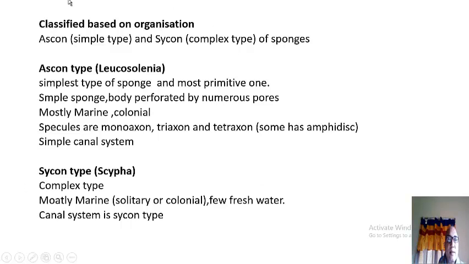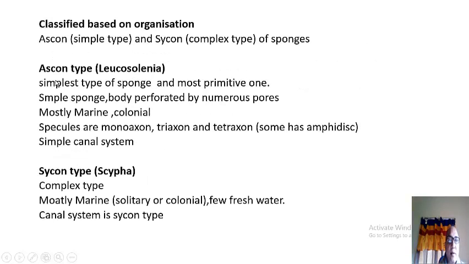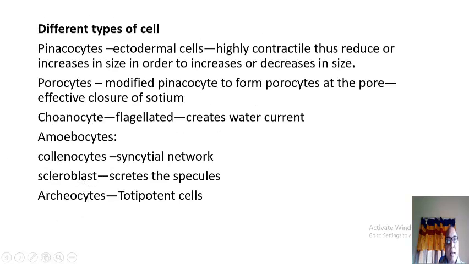Sponges are also divided based on the type of canal system in the body, like ascon type, sycon type, and the leucon type. Looking at the complexity of the animals, Ascon is the simplest and most primitive, and the sycons are more complex.